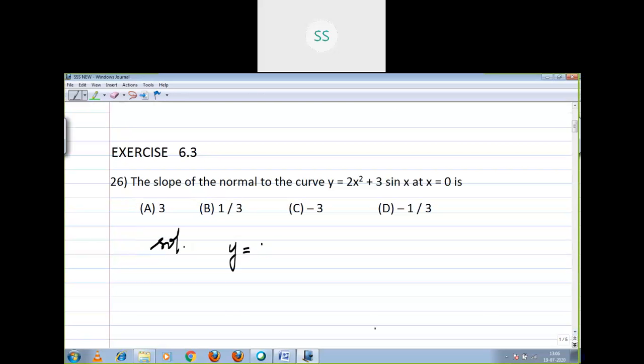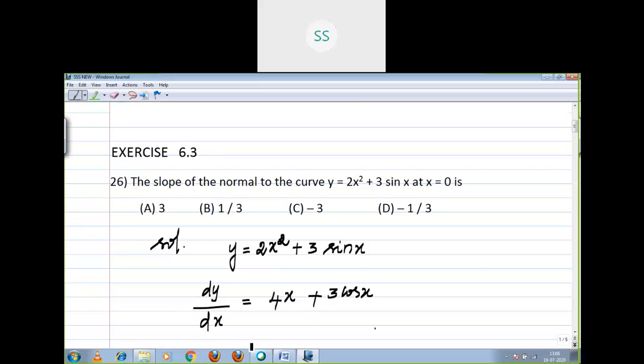Y is equal to 2x square plus 3 sin x. You have to differentiate with respect to x on both the sides. dy by dx equal to 4x plus 3 cos x, right? What is the differentiation of sin x? Cos x. Very good. You have to recall the formula, right? Daily you have to practice, then only you feel easy.